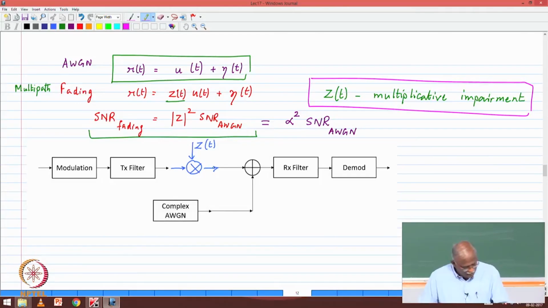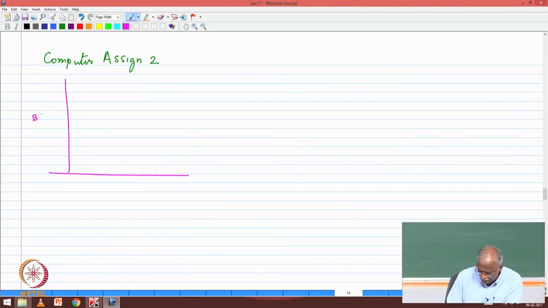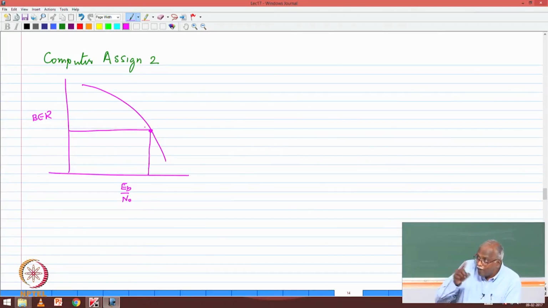So the experiment that you have been asked to do is the following. You've been asked to look at the theoretical BER of BPSK, BER versus Eb by N naught. You've got a graph like this, and the nominal value is here. Now keeping that as your nominal value, you are asked to generate different values of alpha squared Eb by N naught.